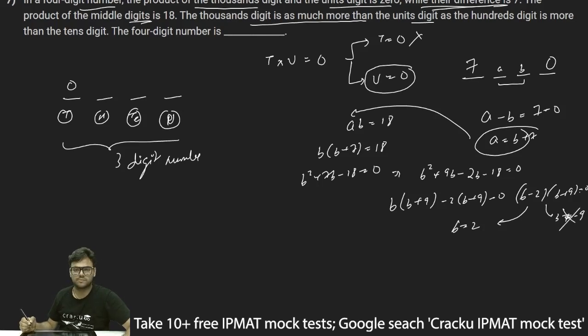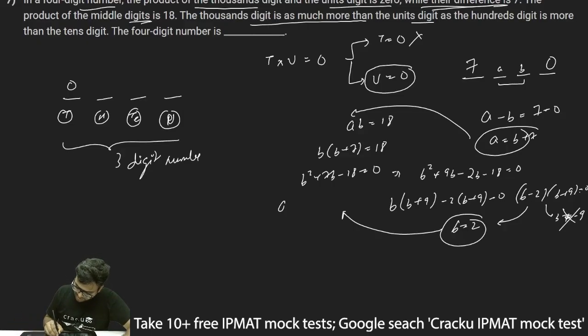But this is not possible. Why? Because a digit can never be negative. So b is equal to 2. Now if b is equal to 2, what will a become? A will be b plus 7, which is equal to 9.